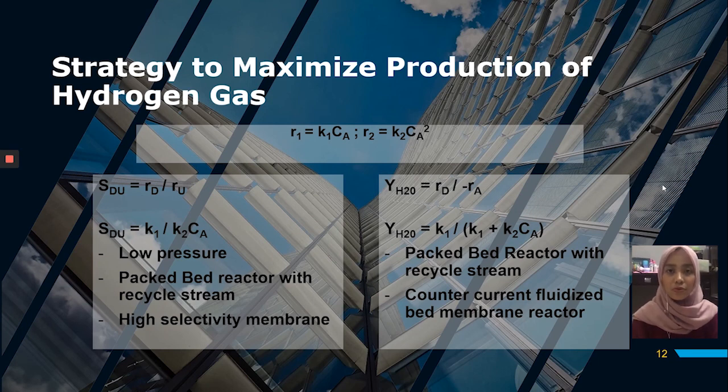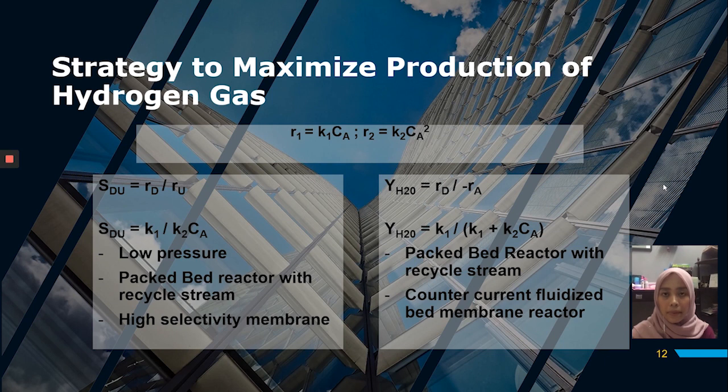In slide 12, to maximize the production of hydrogen gas, we have to increase the selectivity and yield of hydrogen gas. To increase the selectivity, we need to decrease the concentration of A in the second reaction or decrease the rate of reaction in the second reaction. In order to decrease the concentration of A, we need to use low pressure since the stream is in gas phase at a temperature of 700 degrees C. Another way to increase the selectivity is to use a packed-bed reactor with recycled streams.